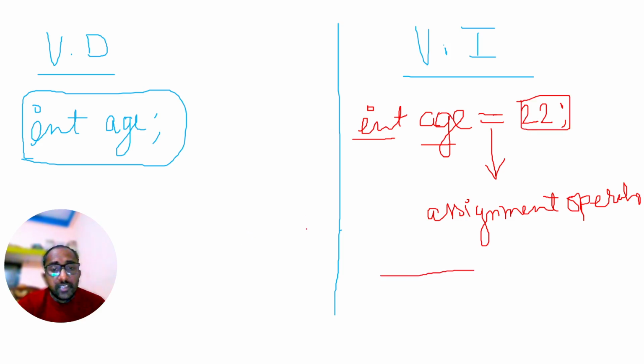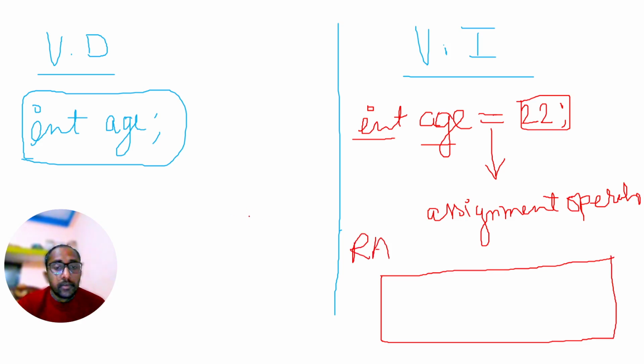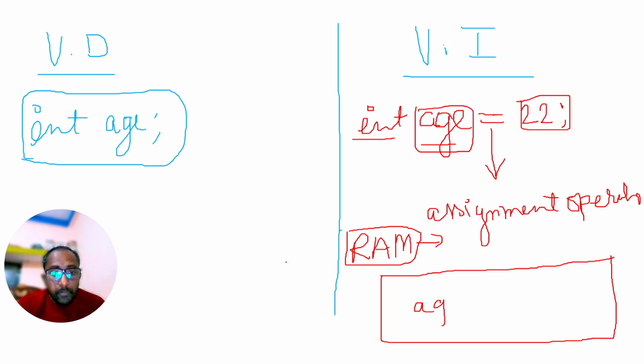Suppose I draw here, this is our RAM in our computer system. Random access memory is volatile. After power off, the data will be deleted. So I have initialized a variable. Suppose the name of the variable is age. I can change the color.